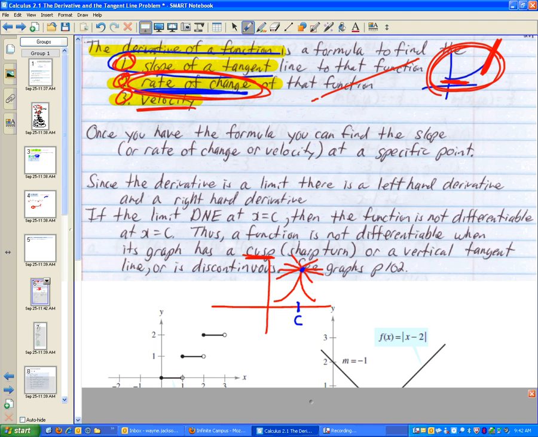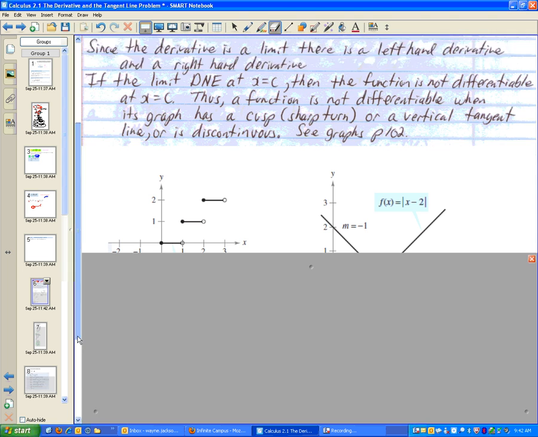Okay? So I'll read what I wrote here. Thus, a function is not differentiable when its graph has a cusp, a sharp turn, or, you know, the function doesn't exist there for some reason. There's a vertical tangent line. It's discontinuous. There's a hole in the graph. The ends don't meet. You know, whatever could happen there.